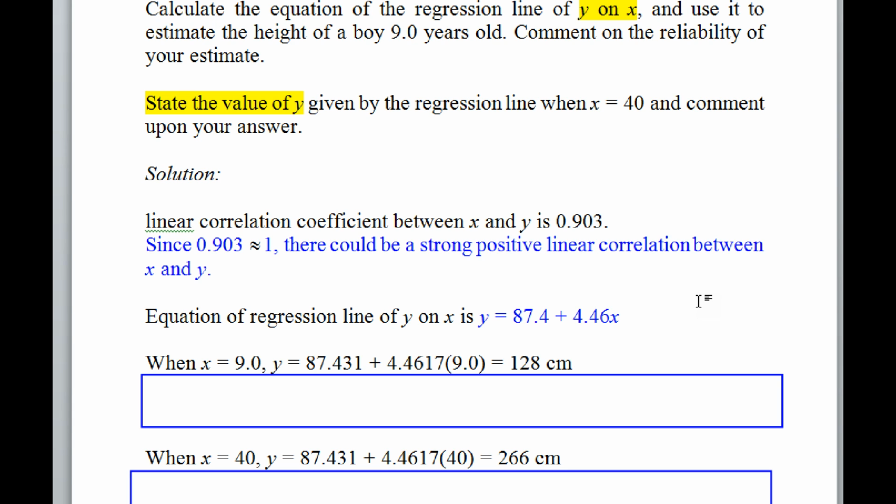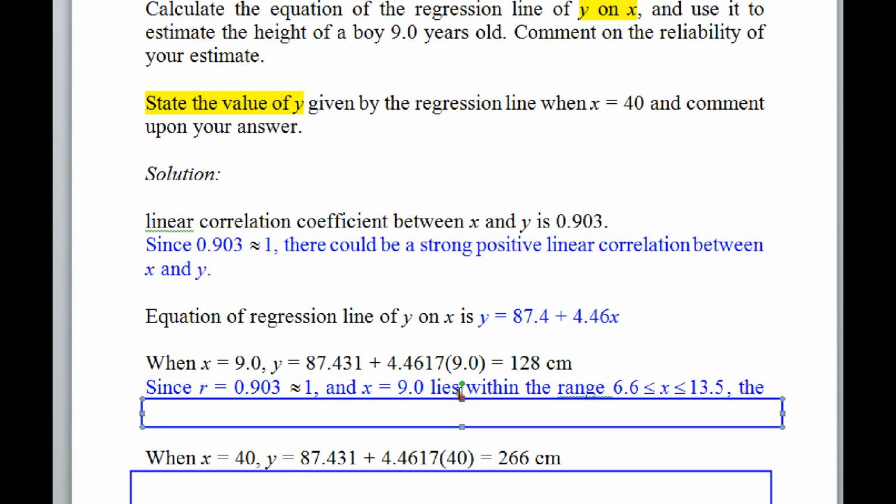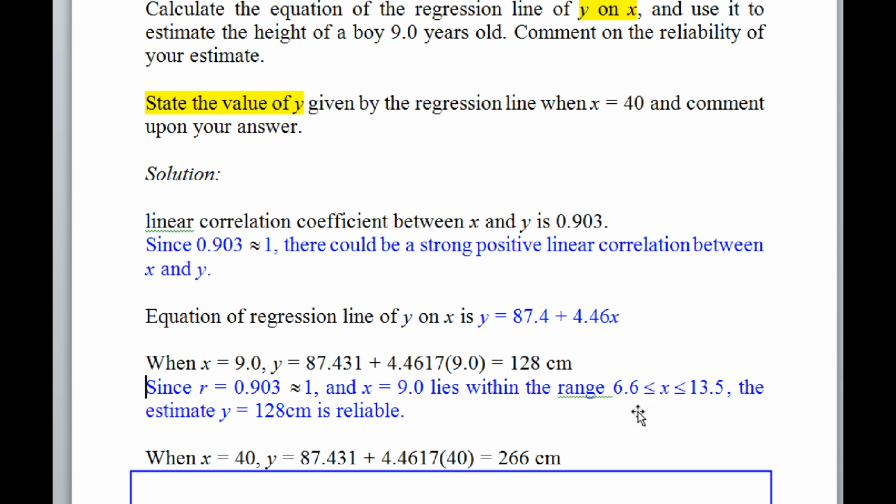So, you must first mention that R is close to 1, which means it's a good linear correlation. Second, x equals 9 lies within this range. Then you can interpolate and say, x falls within the range, we can use the linear regression line, and the estimate is reliable. So two things: one, R is close to 1. Two, x equals 9 falls within the range of x where you collected the data from.